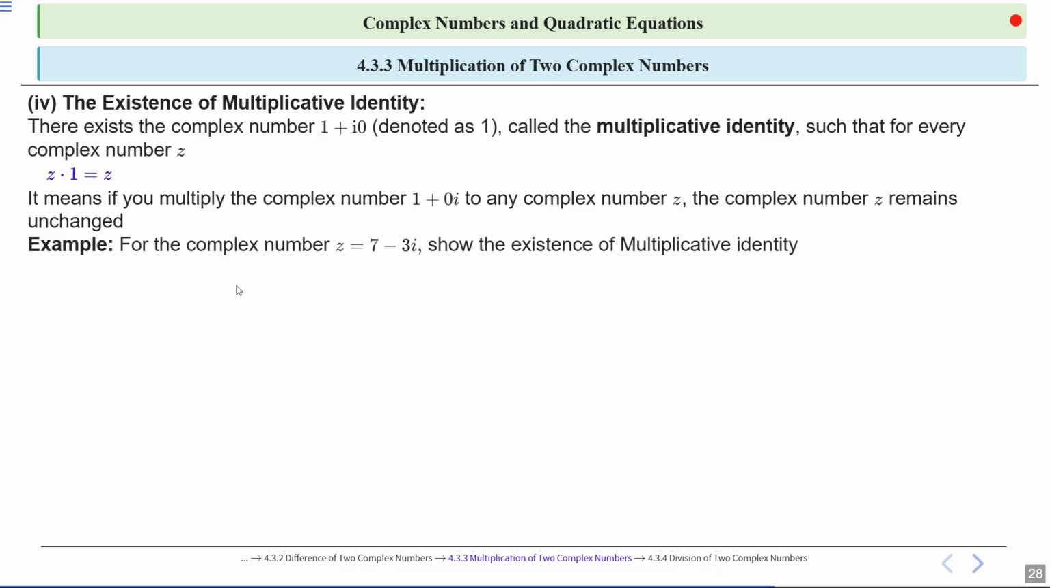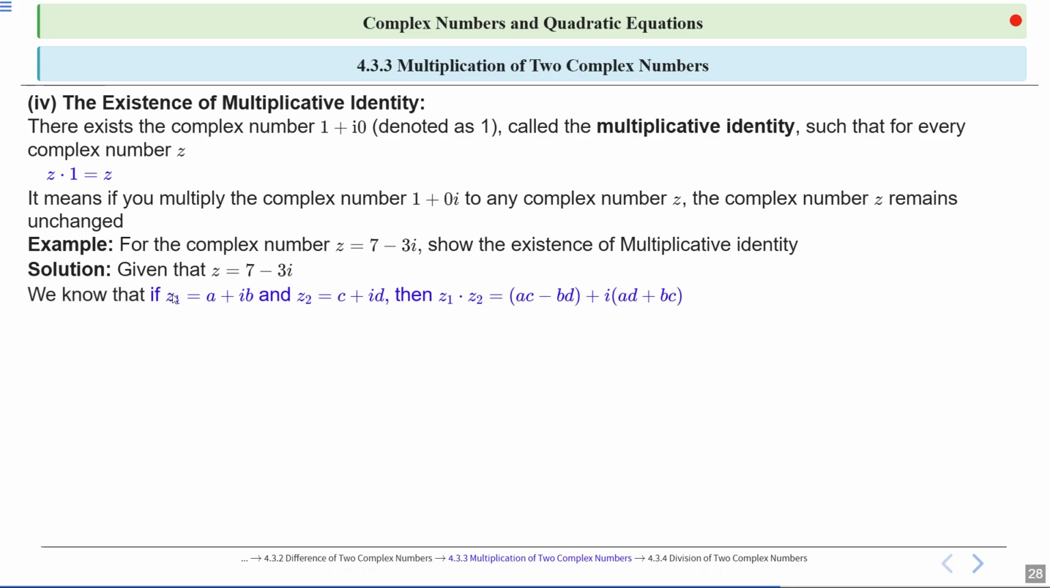Let's look at an example. For the complex number z equals 7 minus 3 iota, we look at the existence of the multiplicative identity. Given that z equals 7 minus 3 times iota, we know that if z1 equals a plus iota times b and z2 equals c plus iota times d, then z1 times z2 equals ac minus bd plus iota times ad plus bc.